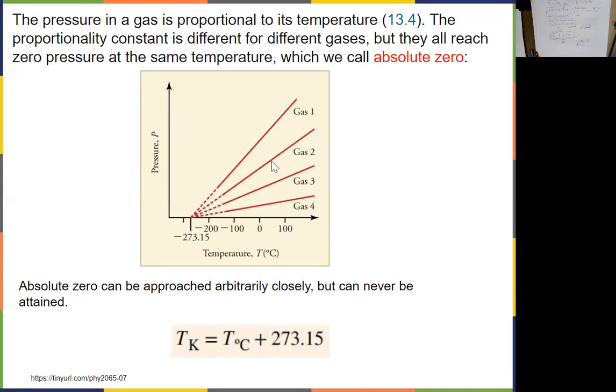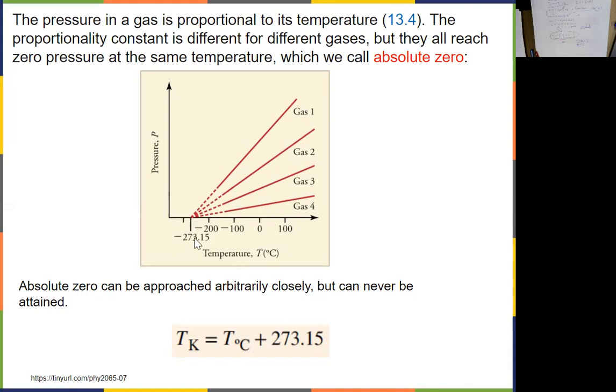So you'll figure out they all come to one common point of -273.15 degrees Celsius, all right? And you couldn't go to a lower pressure because the pressure low limit is zero. So then this is the low limit for the temperature of the gas system, okay?